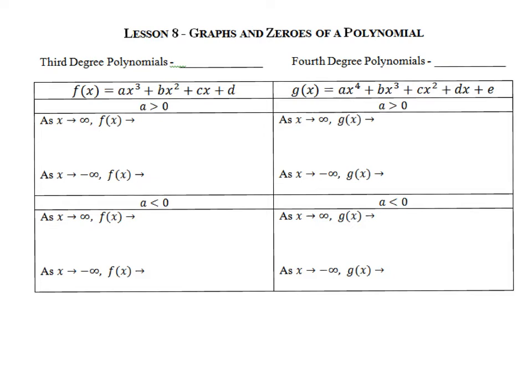Today in Lesson 8 we're going to work on graphs and zeros of polynomials with higher exponents than 2. So let's start first of all with third degree polynomials. Third degree polynomials are polynomials where the highest exponent is a 3. They have the name cubics.